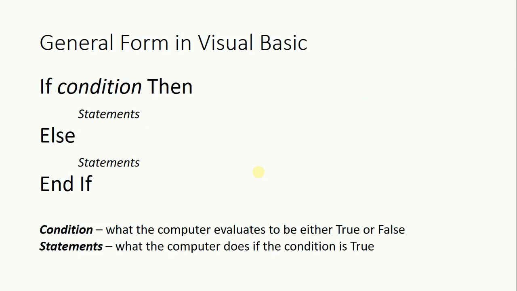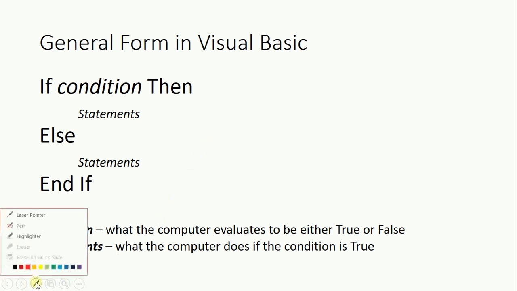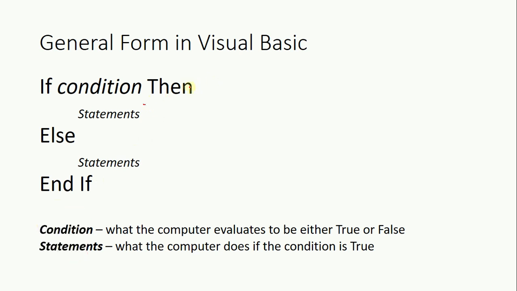In Visual Basic, here is how this looks. So if I have if, whatever condition I want to know about, then, and then you're going to have statements. This right here, these will run if it is true. So if this is a true statement, this will run. Else, these statements will run if it is a false statement.